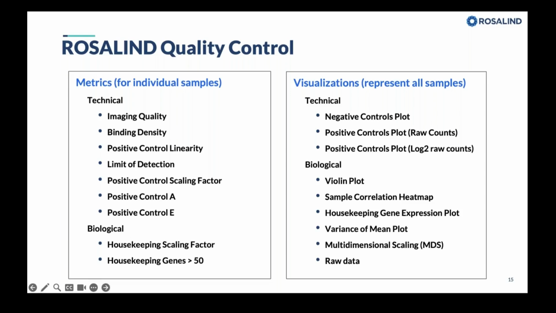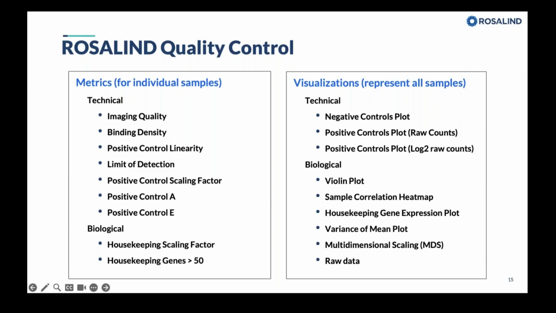But within each of these boxes, we have two different types of QC information, and I split them into technical versus biological. Technical metrics or technical visualizations show us some information about the technical performance of the assay. So it's really, how well did the hybridization work? How well was the imaging performed? How well did the instrumentation work? Just technical parameters associated with the assay itself and the instrumentation.